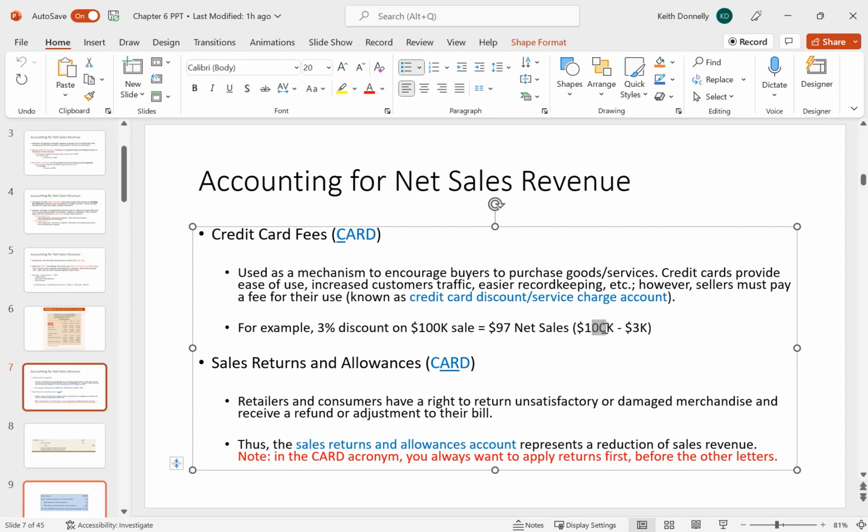So if we had 100 in sales, we'd have to back out the 3% to the credit card company. 97 is our net sale. So this 3 here, that would be the C, the credit card fees. And it could be 2%, 3%. It's all a function of what you negotiate with the company.